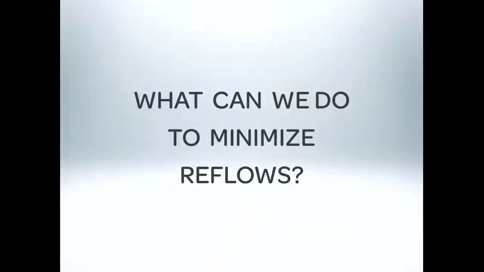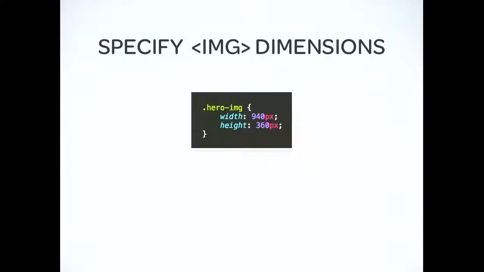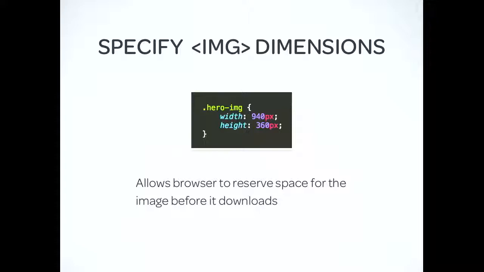So what can we do to minimize some of these reflows? Well, in some cases, one thing that can help is specifying the width and height dimensions of embedded images in image tags. This allows the browser to reserve space for the image even before it has downloaded. So we can add the dimensions in either the HTML tag or in the CSS.